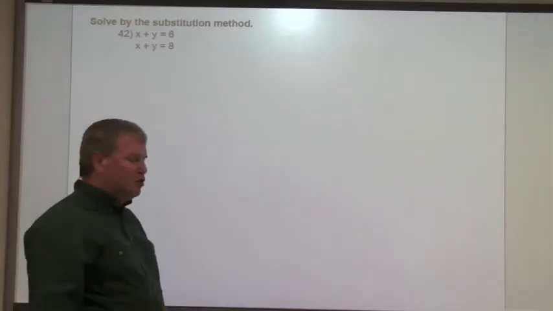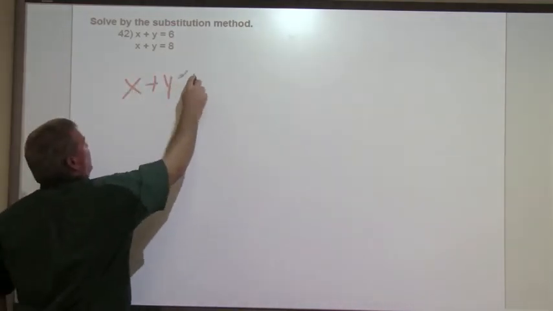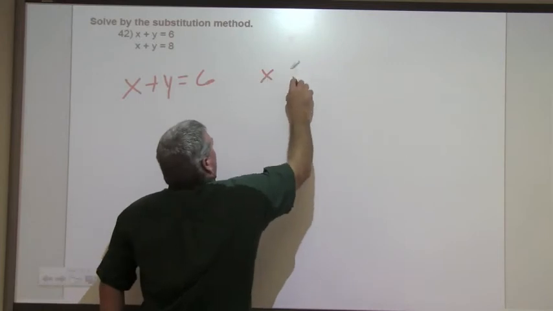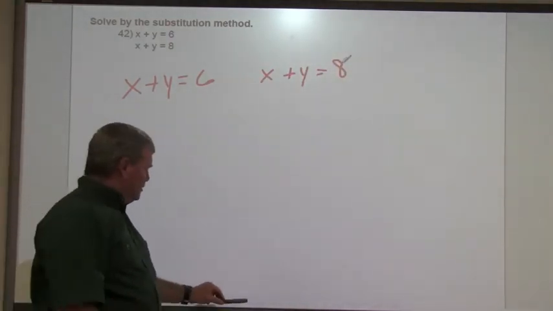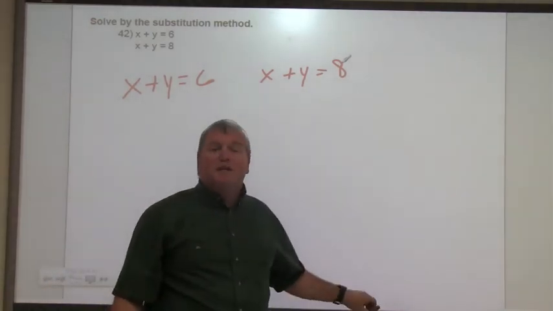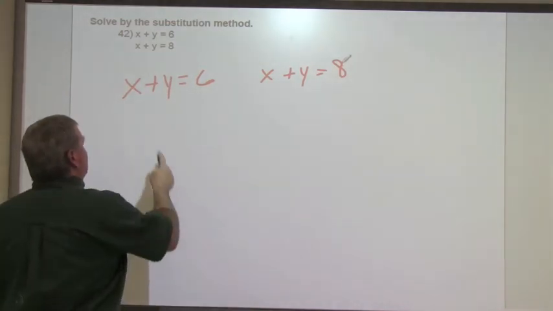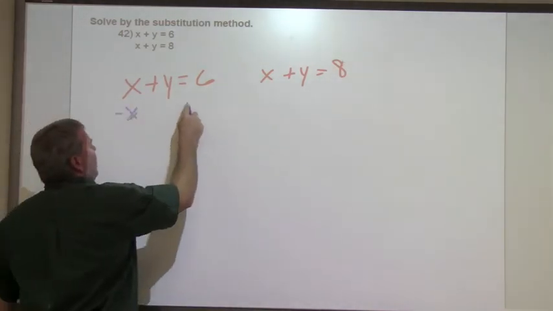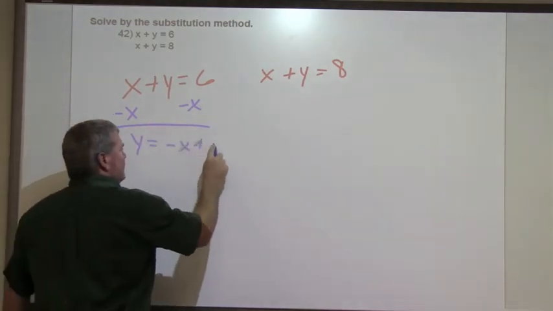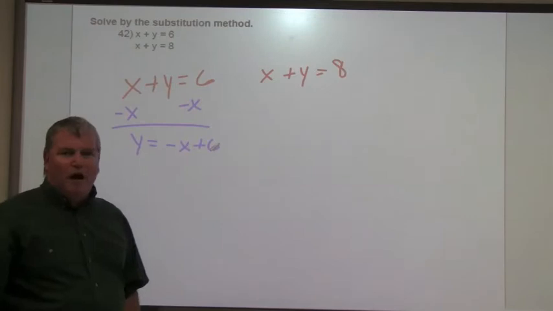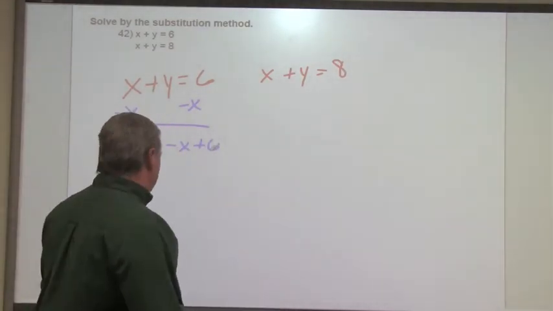Here's another substitution problem. Now, of course, this one is not solved for one of its variables. So I probably would use elimination, but since it says to use substitution, we'll go ahead and use substitution. First things first, we need to solve one of the equations for one of the variables. I'm going to go ahead and solve this one for y. You get y equals negative x plus 6. You may say, well, why did you solve for y? It really doesn't matter. I could have solved for x either way.